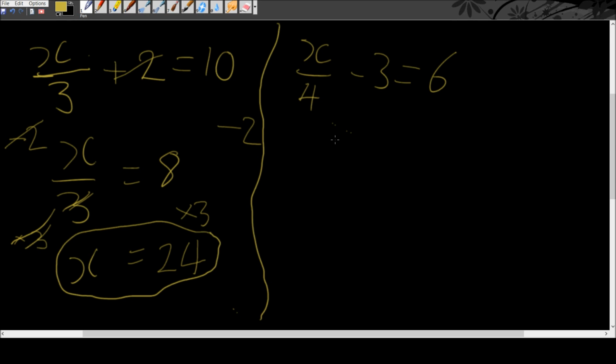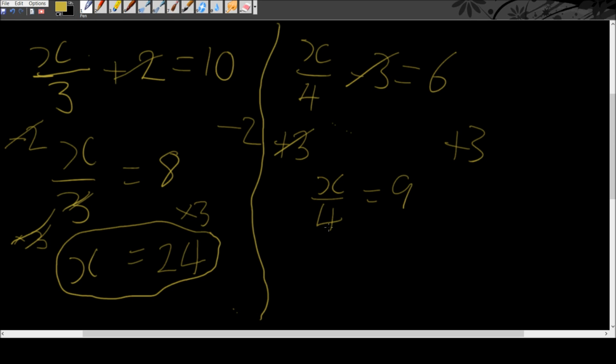Now we're going to bump over to this side very quickly. x divided by 4 take away 3 is equal to 6. We're going to solve out this take away 3 first. The inverse operation of subtraction is addition, so we need to add 3 to both sides. Whatever you do to one side, you need to do to the other side. That cancels that out, so we're just left with x over 4 is equal to 6 plus 3. What is it? It's 9.